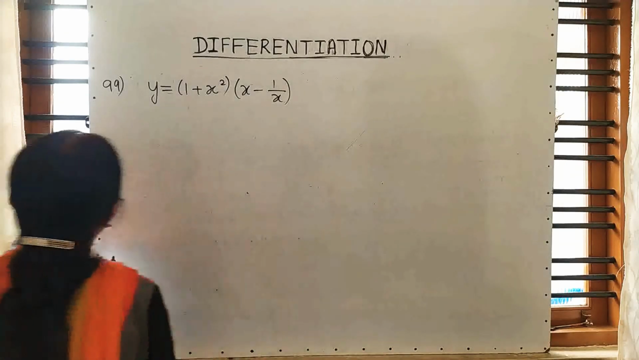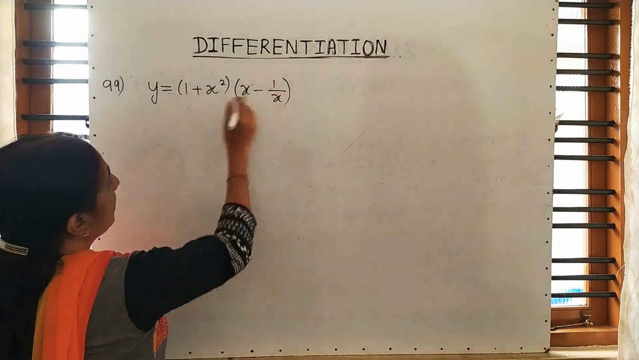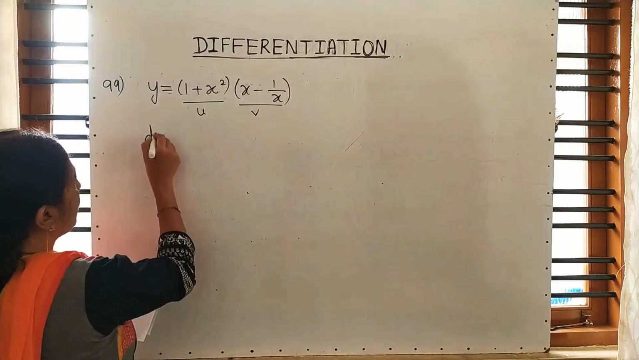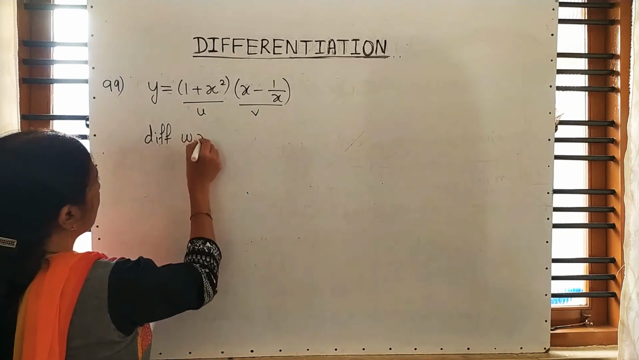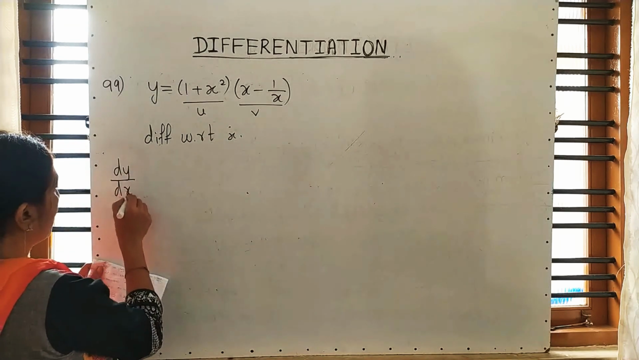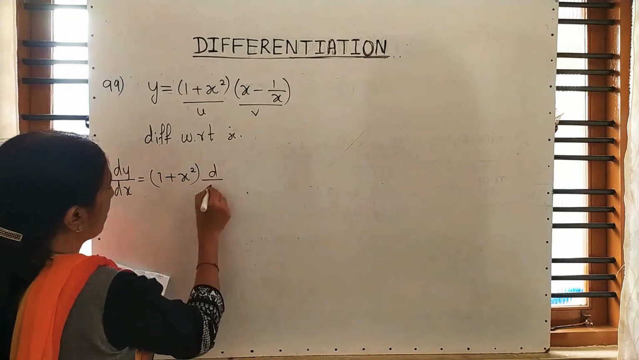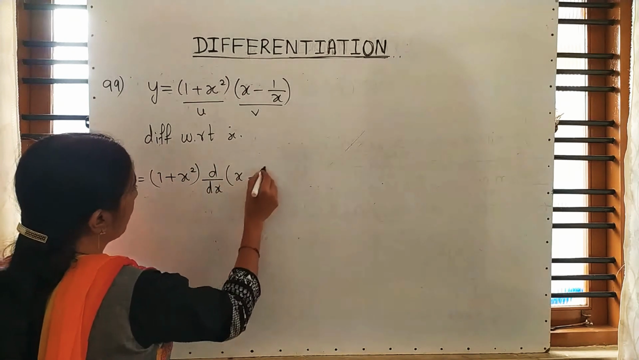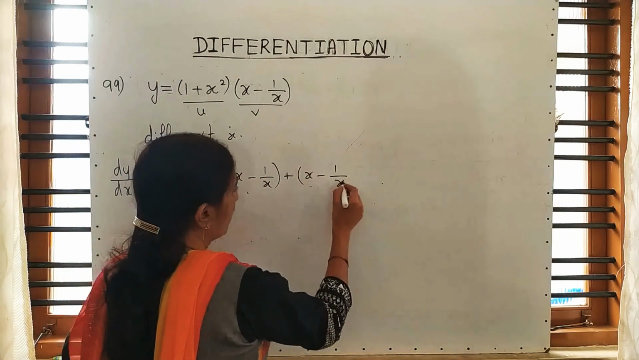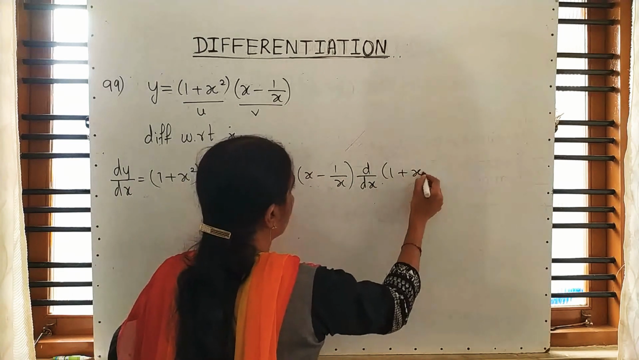Moving to the next question, question number 99. See, y is equal to 1 plus x square into x minus 1 by x. Again it is u into v. Differentiating with respect to x, dy upon dx is equal to 1 plus x square into differentiation of x minus 1 by x, plus x minus 1 by x into differentiation of 1 plus x square.